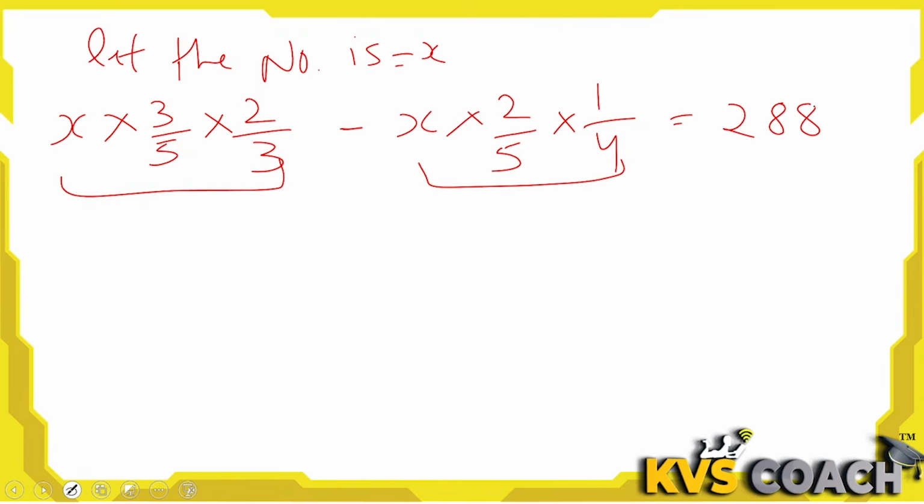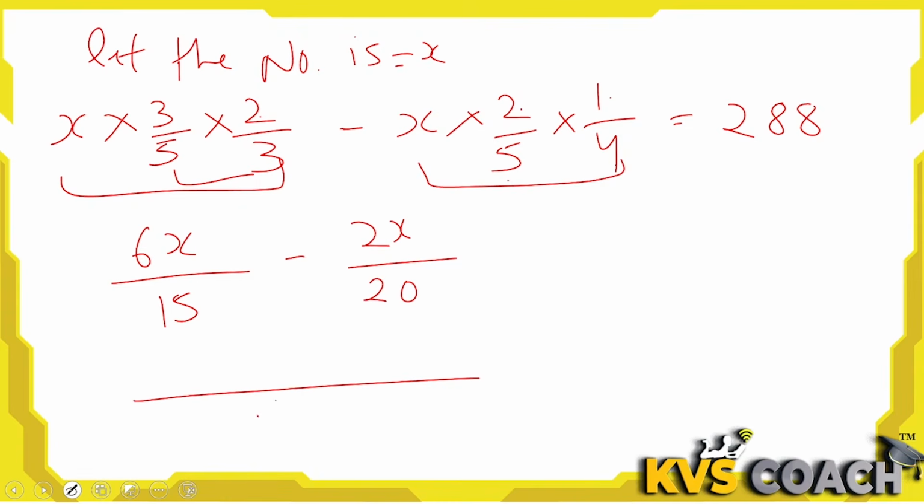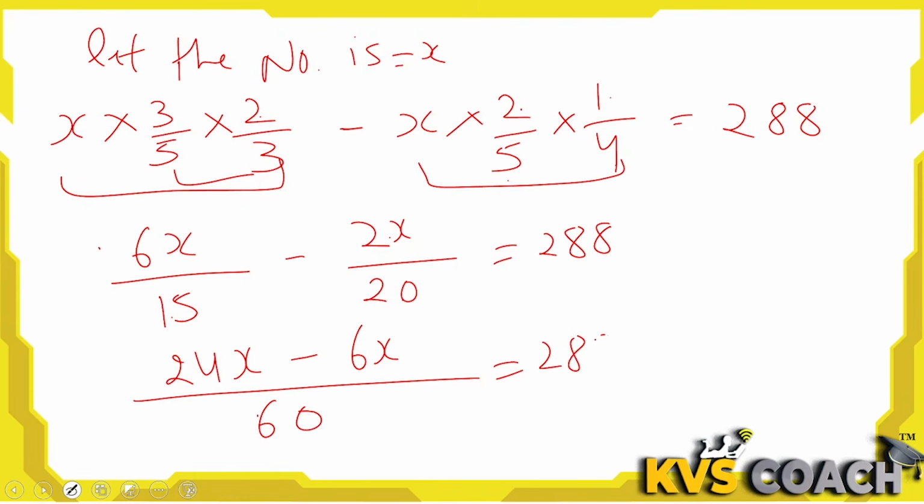Let's calculate. Here 3 2s are 6, so 6x upon 5 3s are 15, minus 2 1s are 2, 2x, and here 5 4s are 20. Let's take the LCM by prime factorization. LCM is 60. 15 4s are 60, 4 6s are 24, 2 3s are 6x. That is equal to 288.